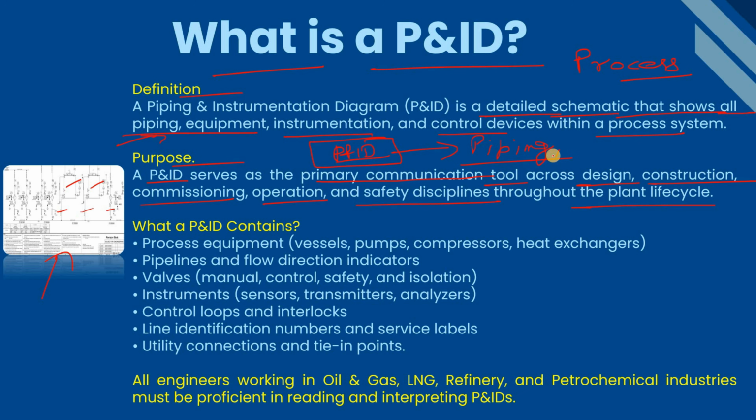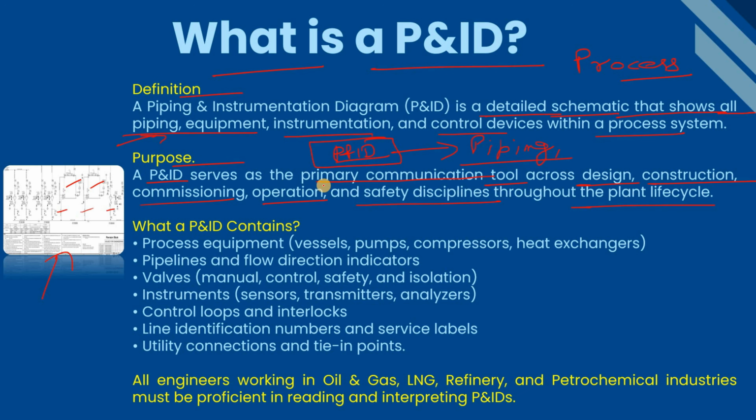For example, isometrics, they can prepare the data sheet. Mechanical can work on the detailing of the MDS, the mechanical data sheet. Similarly, civil can work on the foundation. Instrumentation can do the instrumentation work, for example, issuing the instrumentation data sheet, etc. Got my point? So the P&ID is very important for downstream disciplines, and the primary owner of the P&ID is your process department. Got my point?